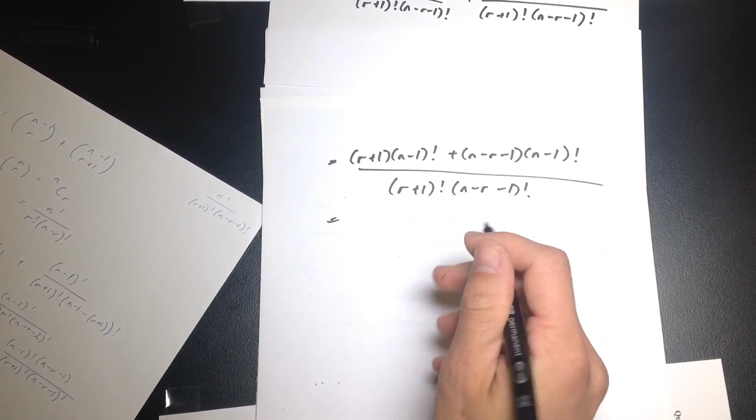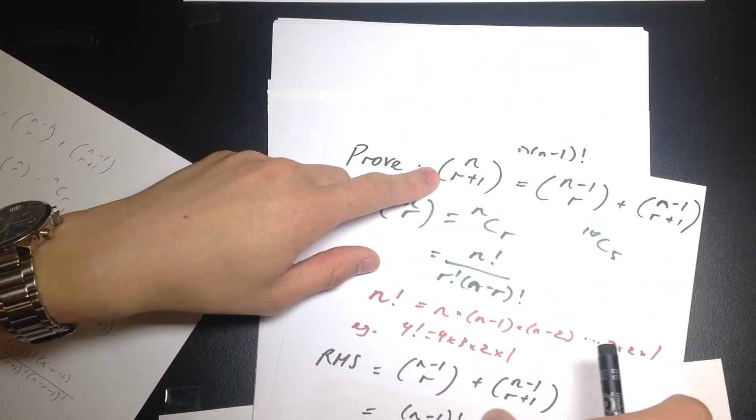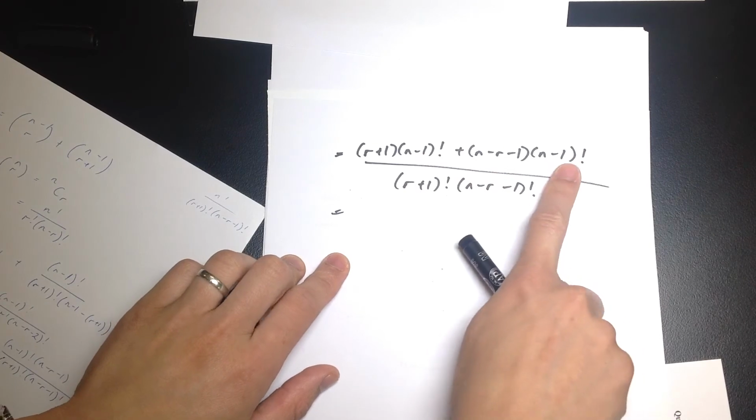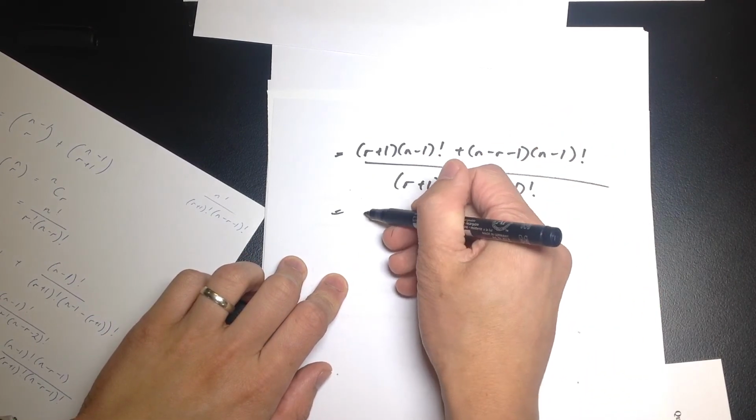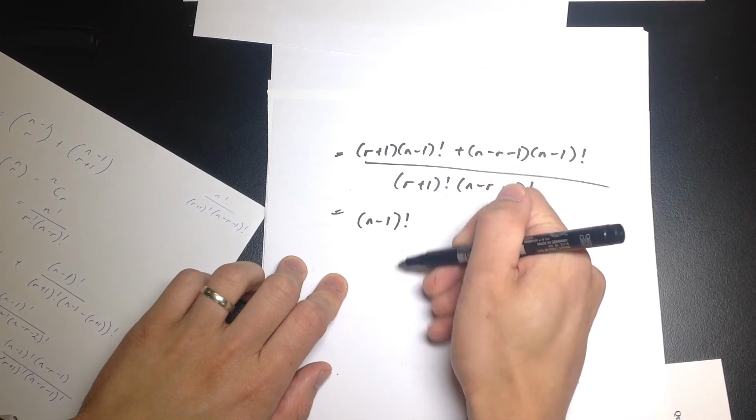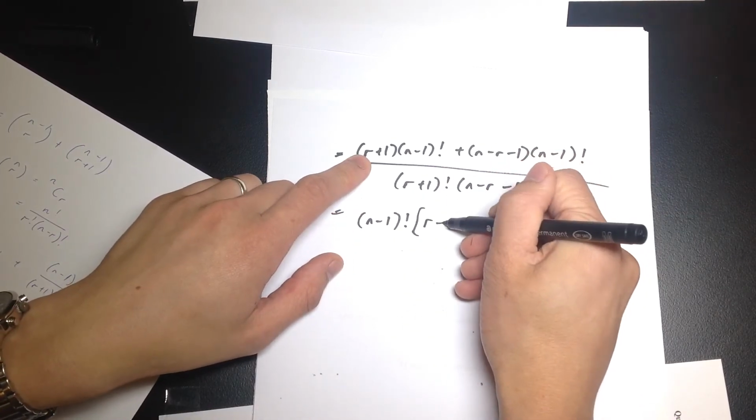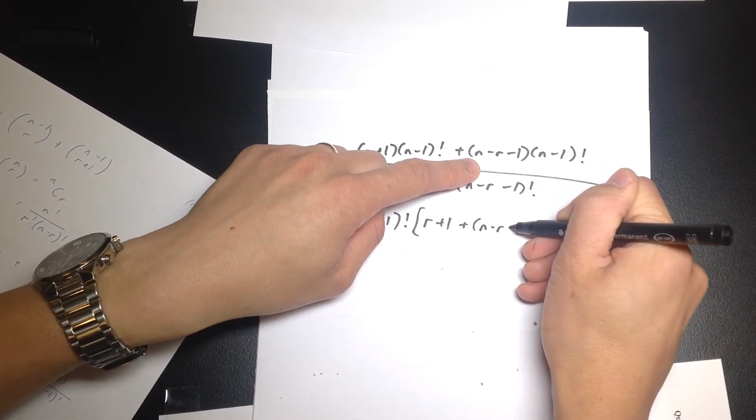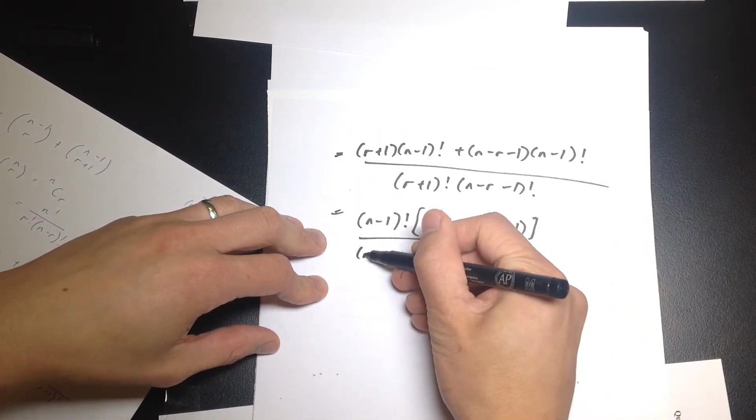So how can we make this simpler? Because remember what I wanted to end up at. I wanted to end up at this, which is really, really simple. Okay, so on the top here, I notice I have this common factor, right? n minus 1 factorial. So I'll slap that out the front, and then what am I multiplying that by? I've got r plus 1 there, right? And here I've got n minus r minus 1. Okay, and then there's my denominator.